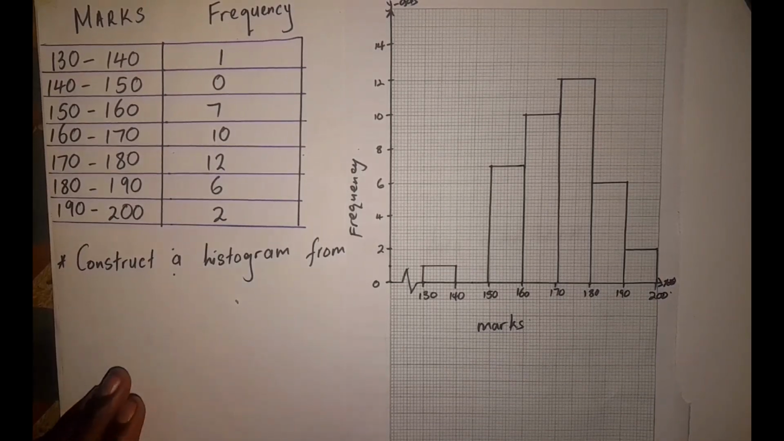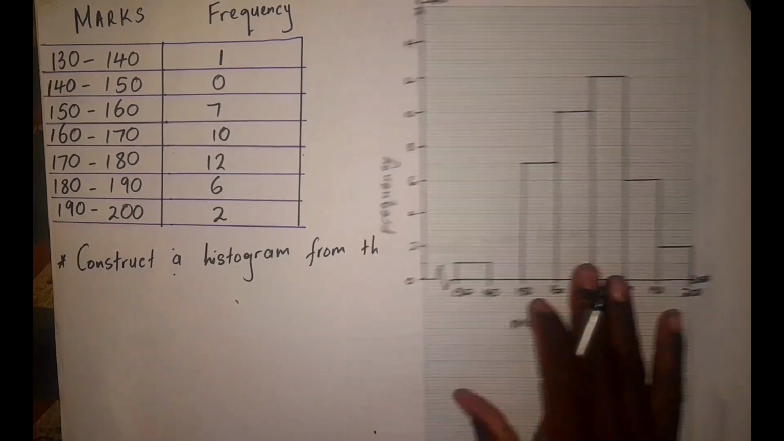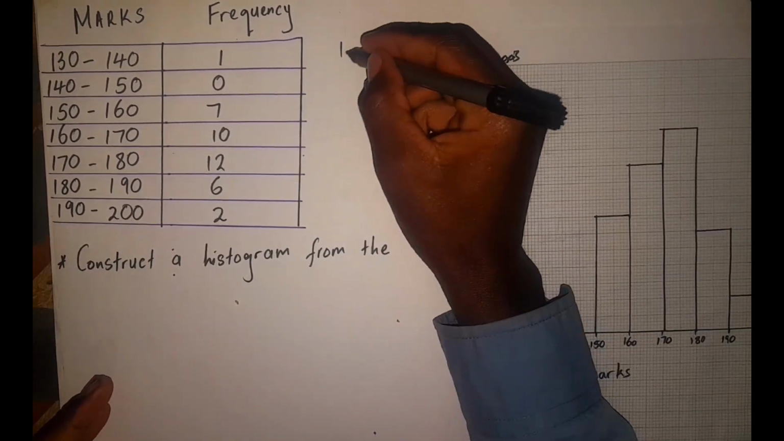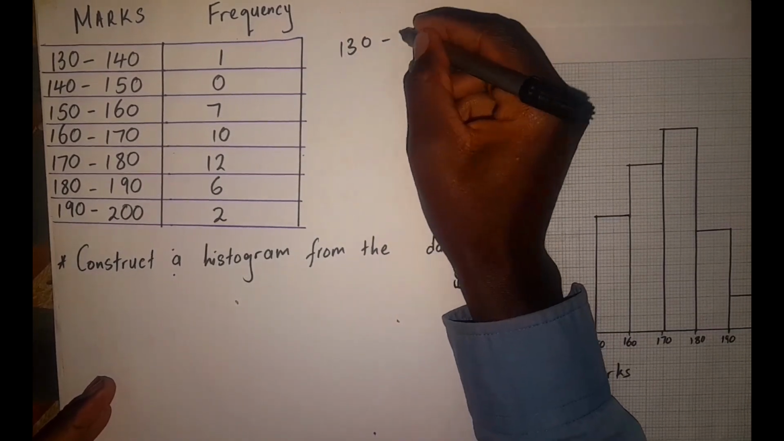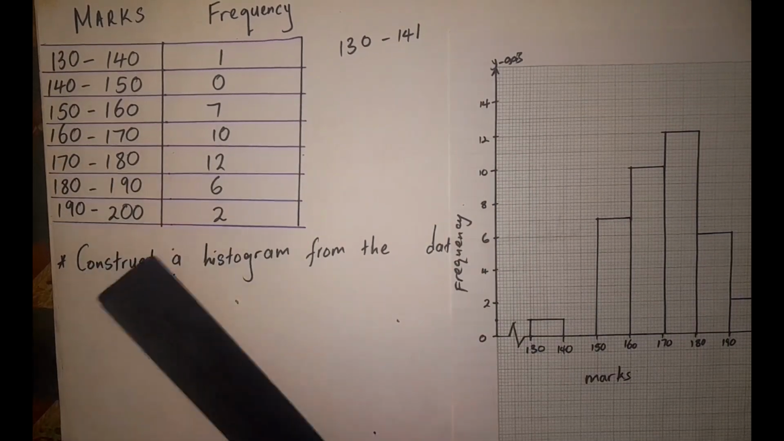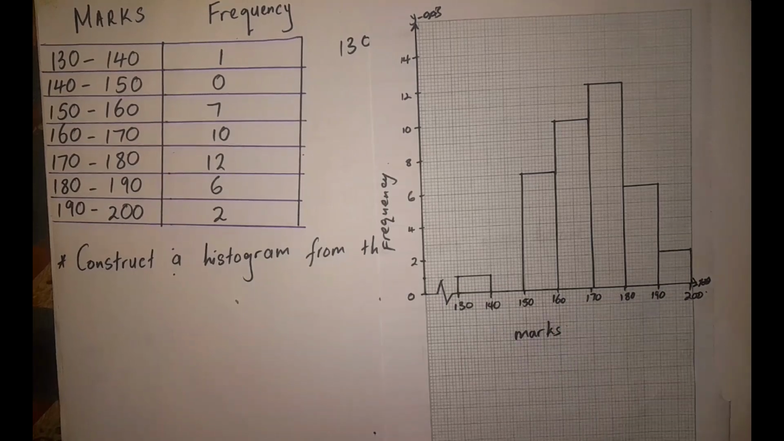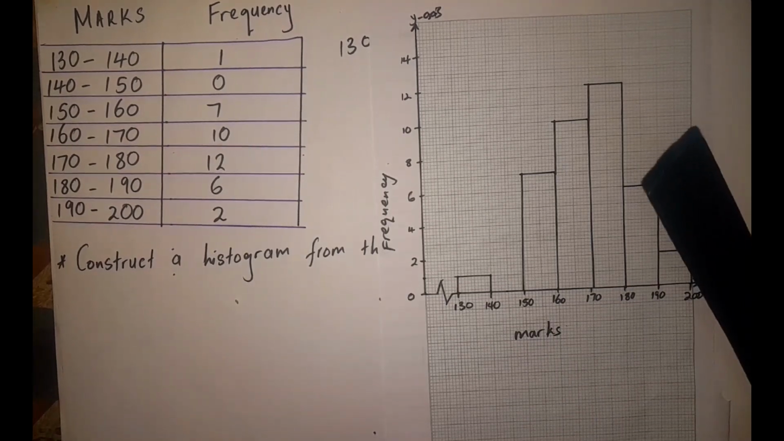In the next video we are going to show how you draw a histogram when you are given uncontinuous grouped data. In uncontinuous grouped data, we are going to have a circumstance where we have, let's say, 130 to 141. The way we are going to draw that histogram is totally different from this one. So in the next video, we're going to see how we draw the histogram given uncontinuous grouped data.